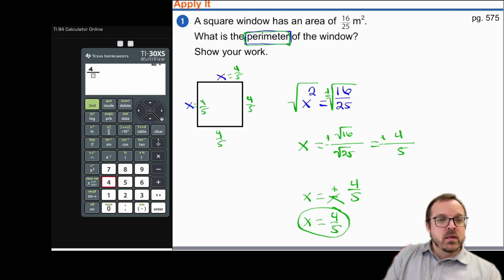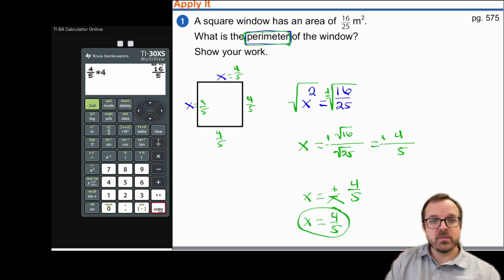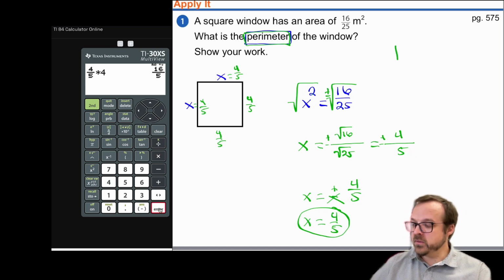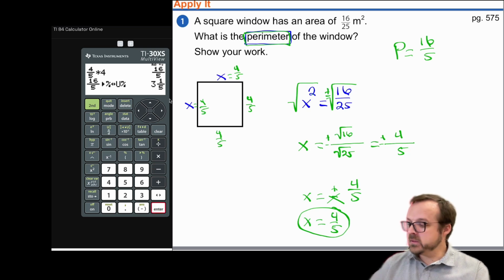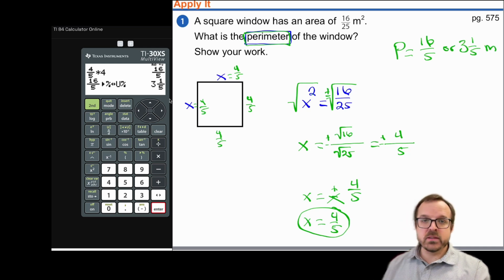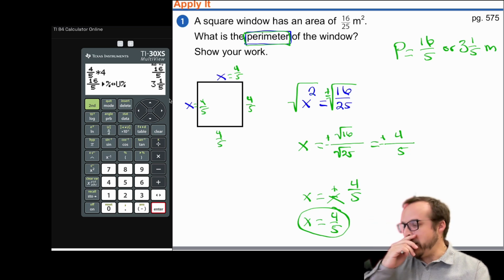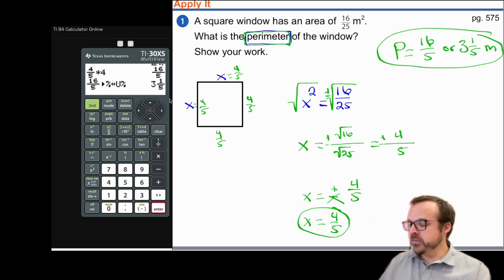Where's my fraction button? There you are. 4/5. And then you can come outside of that and hit plus 4/5 again. But what I'm going to do is just times that by 4, because that's the same thing as adding it 4 times. And that gives us 16/5. So the perimeter is going to be 16/5. Or if you'd like to see that as a mixed number, we can go over here to convert it, second, and then click this button. We'll change it from an improper fraction to a mixed number, 3 1/5. In this case, it's only going to be meters because we're talking about a distance around an object. Either of these answers is perfect.